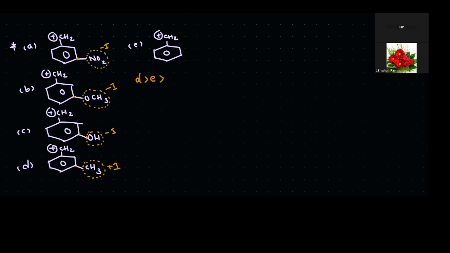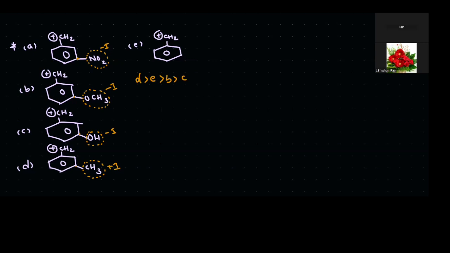Which one effectively withdraws electrons? The NO2 group withdraws effectively. After that OH. We already discussed this in the previous videos. The NO2 group effectively withdraws electrons, after that OH, next OCH3. So compared to that relative order, OCH3 is the next stable compound. Next, after that C, and the least stable one is A.